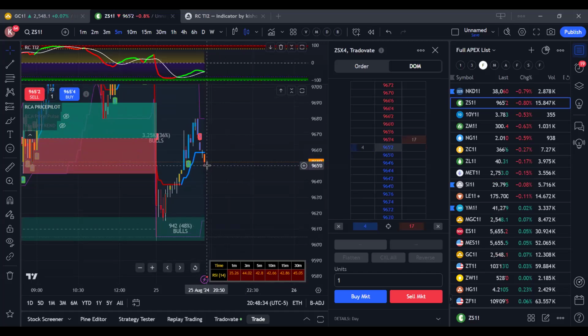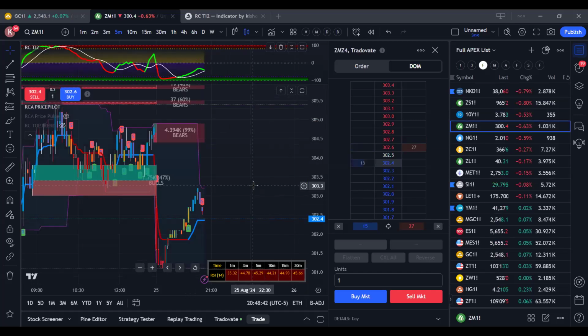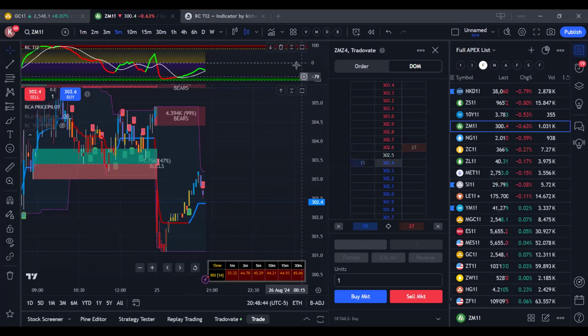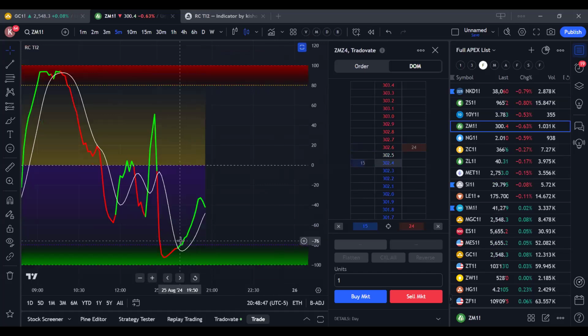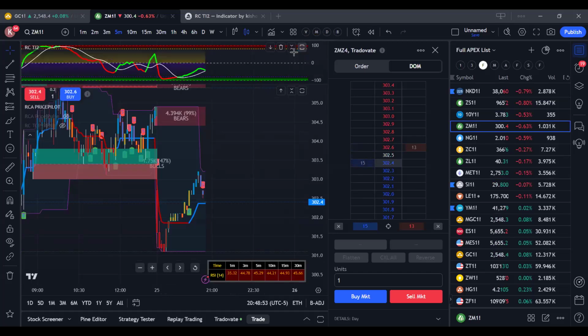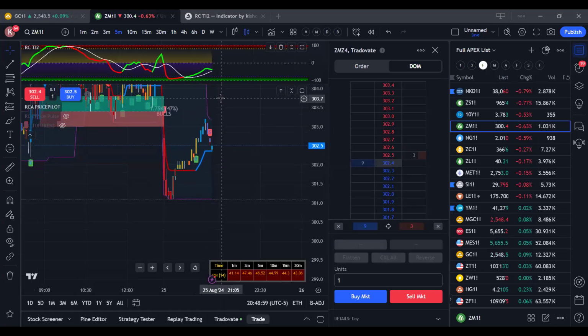We get one more red candle. Now we can enter short on this one. We can enter short on both ZM and ZS. So as of now, it went up and started dropping. If this turns red, then it can come all the way down.